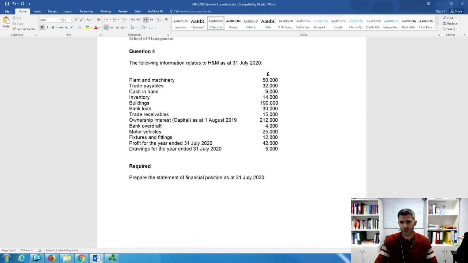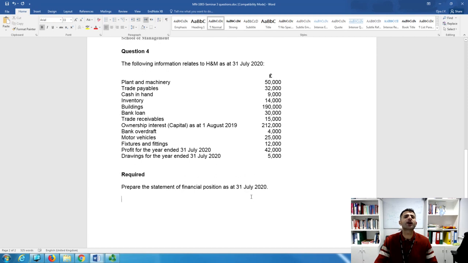Question number 4, this is trial balance relates to H&M as at 31st of July 2020. This is the end of financial year. What does that mean? This means the financial year starts from 1st of August 2019.